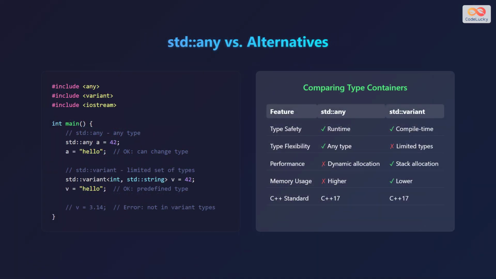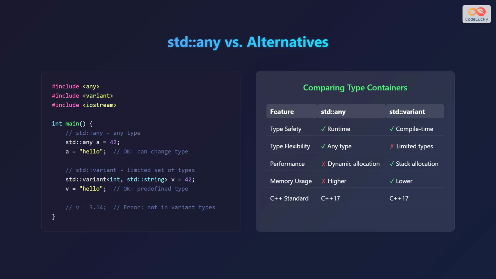Let's compare std::any with its alternatives. In this example, we demonstrate the difference between std::any and std::variant. std::any can hold a value of any type, and the type can be changed at runtime. std::variant, on the other hand, can hold a value of one of a limited set of types specified at compile time. Attempting to assign a value of a type not in the variant's type list will result in a compilation error. Here's a comparison table of std::any and std::variant.